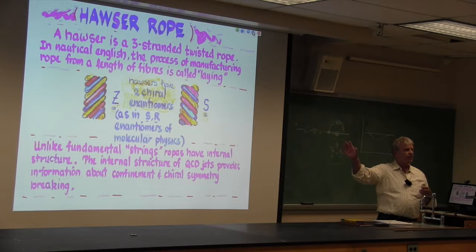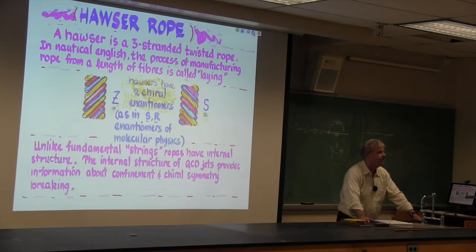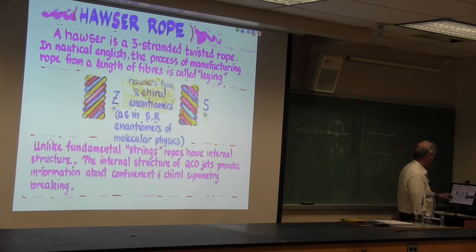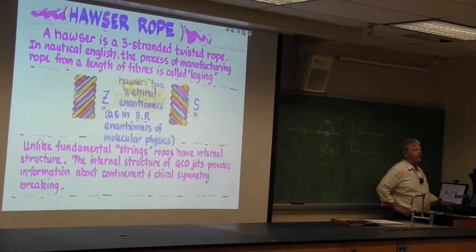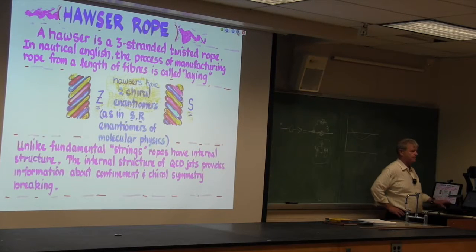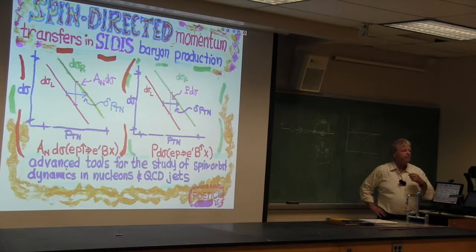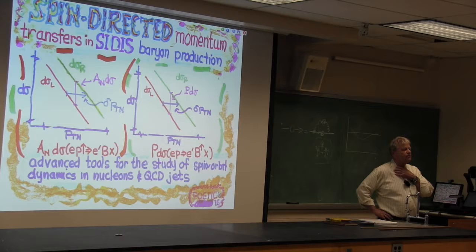So this is to point out that classical physics has a lot of examples of things that store up this kind of energy that can be released in a rupture. And we're talking about QCD flux ruptures. This is an example of how there can be a polarizing fragmentation function of a gluon. And that introduces the idea of spin-directed momentum transfers.